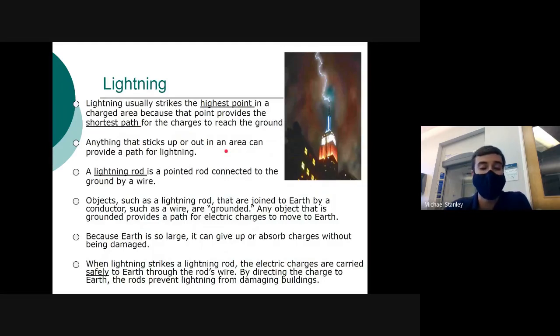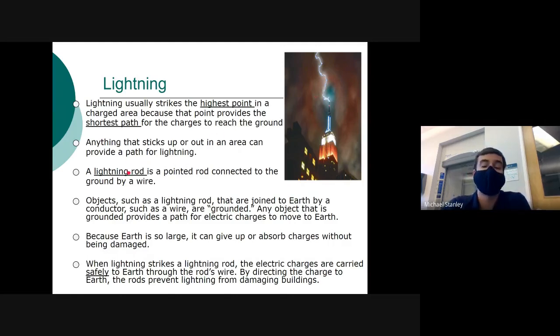So just some other fun facts about lightning. It tends to hit high points on the Earth's surface because it wants to take the shortest route to get to the ground. And going all the way from the cloud down to the soil is a long way. So if there are things like structures or buildings or trees that provide a little bit easier path, that's why lightning tends to hit those things.